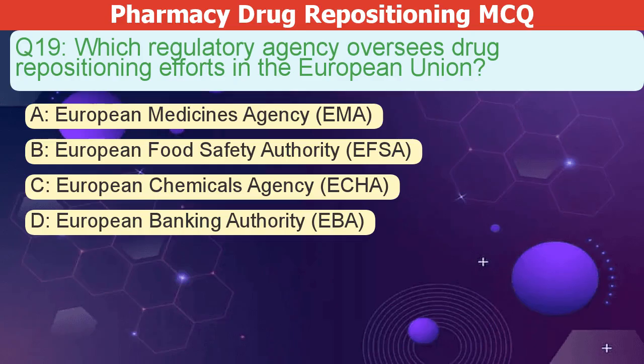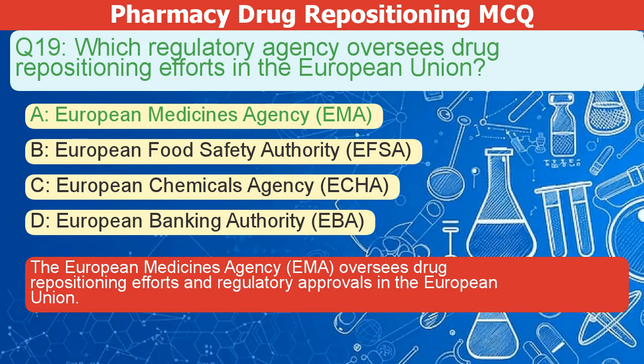Which regulatory agency oversees drug repositioning efforts in the European Union? A. European Medicines Agency, EMA. B. European Food Safety Authority, EFSA. C. European Chemicals Agency, ECHA. D. European Banking Authority, EBA. The correct answer is A. The European Medicines Agency, or EMA, oversees drug repositioning efforts and regulatory approvals in the European Union.